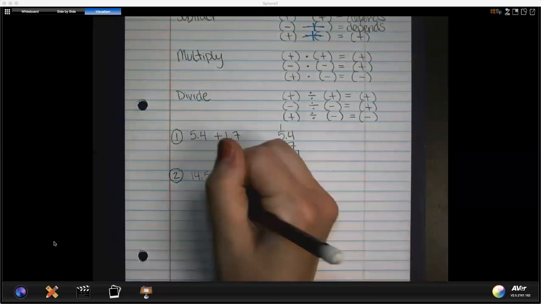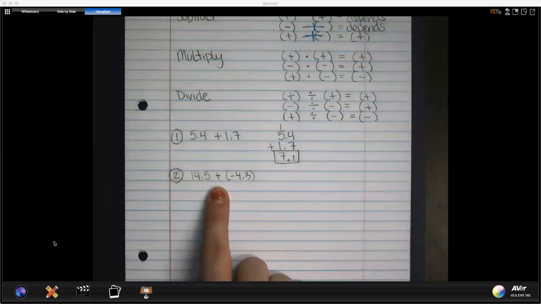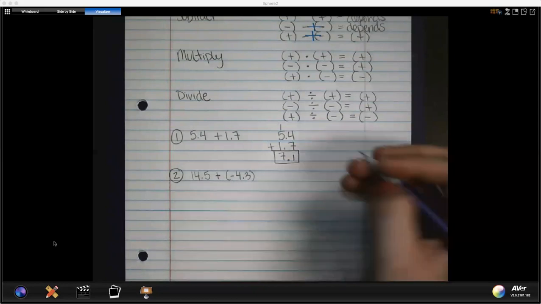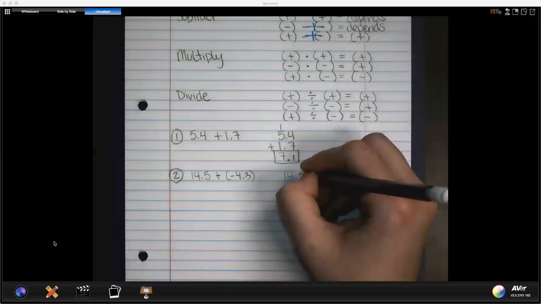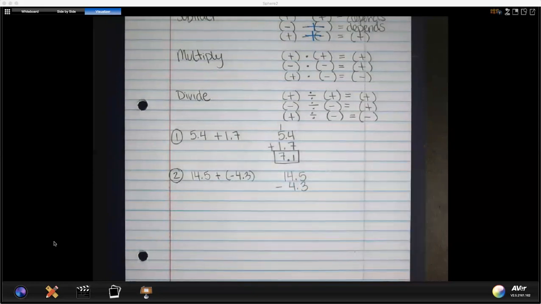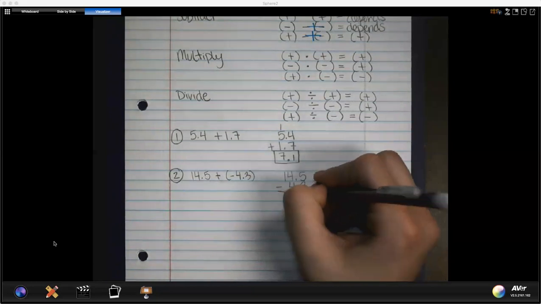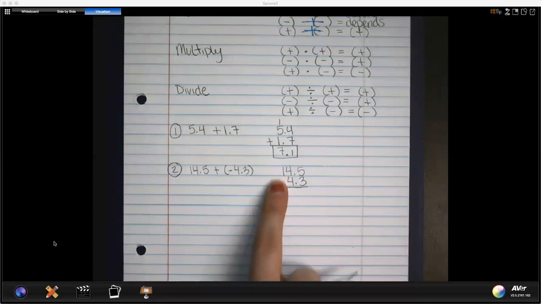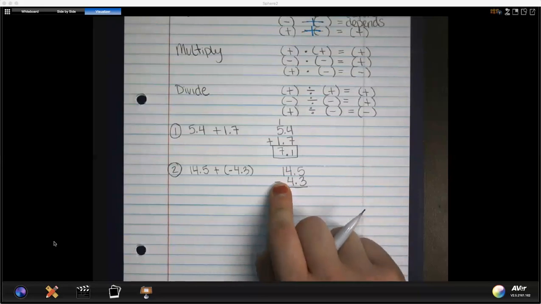Okay, so rather than writing this as an addition problem, can I write this as a subtraction problem? Yeah, so instead of writing 14.5 plus a negative, instead I could put 14.5 minus 4.3. So it gives us another option to make it a little easier on us. Now, like I said, on the first one, the right side needs to line up, but as you can tell, my 1 doesn't have anything under it, and that's okay.